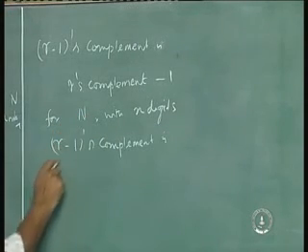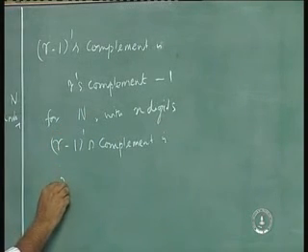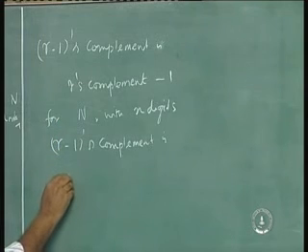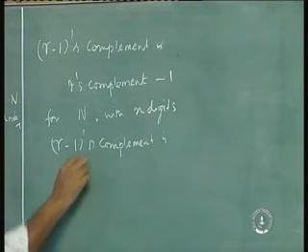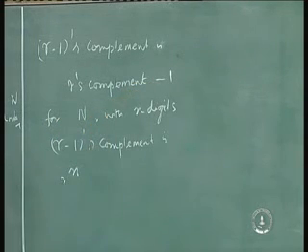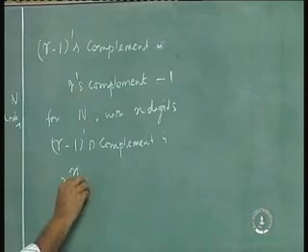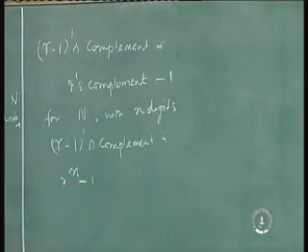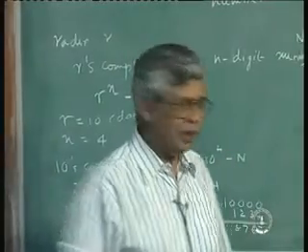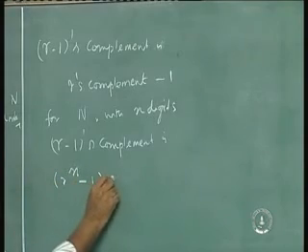R minus 1's complement, in this case, you can write it as r power n. Since I have to subtract 1 from it, r power n minus 1. From this I subtract N.